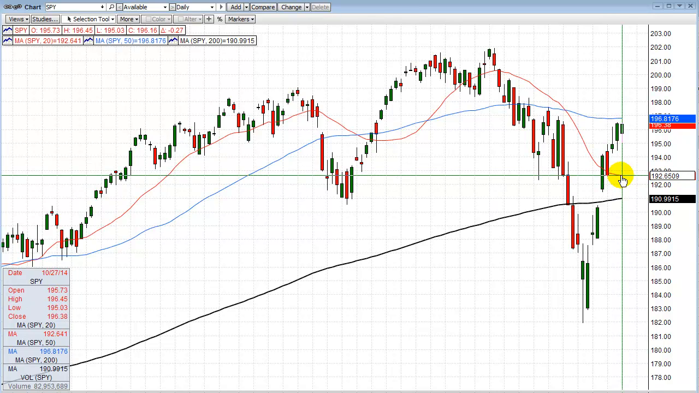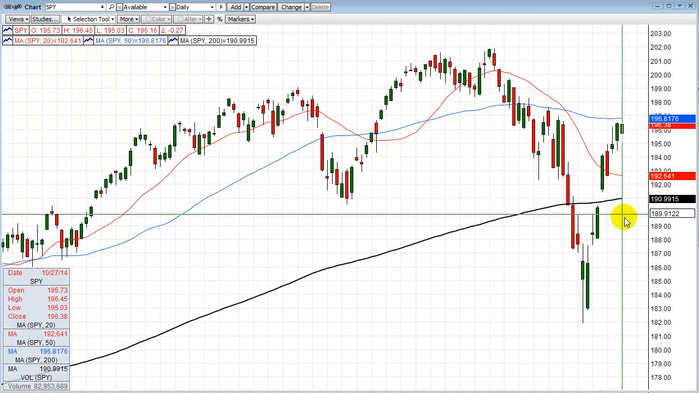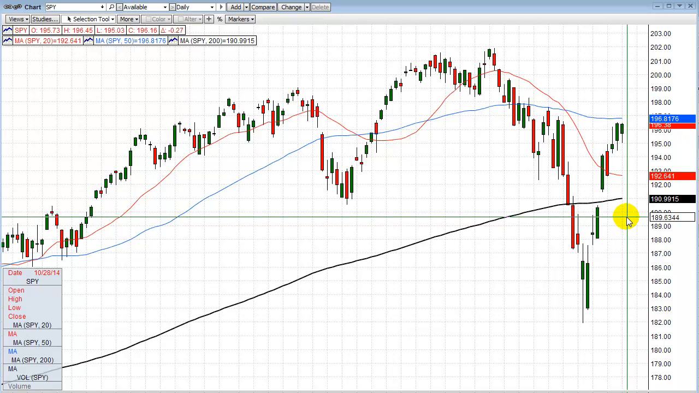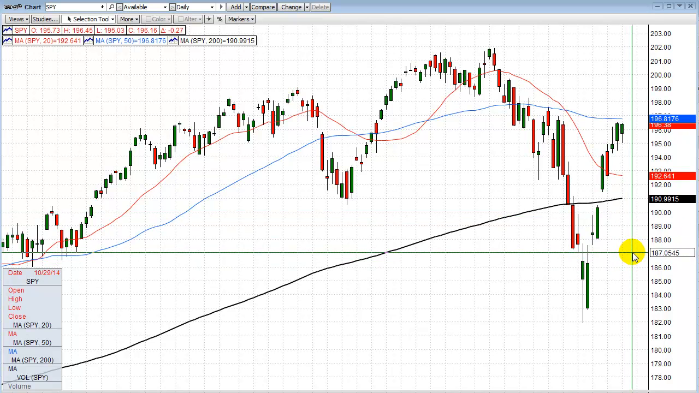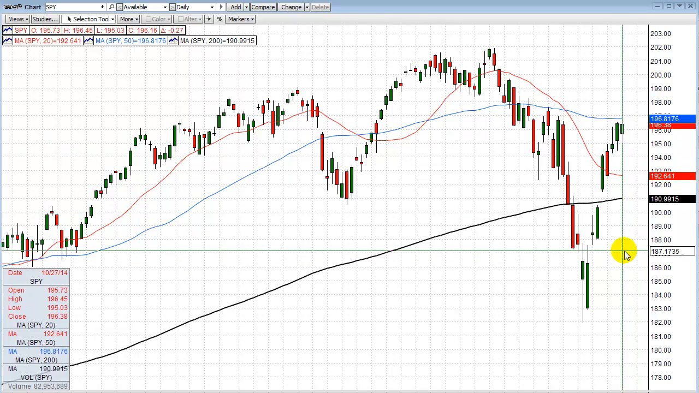Let's call it 192.5. This would be the 20-period moving average. If that's the first stop, the second stop is around the 50% retracement, right about this level here. And then you'd have a 61.8% retracement right in this area here. And we take those one step at a time.